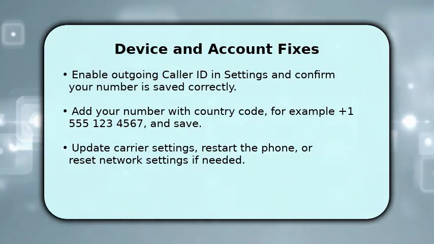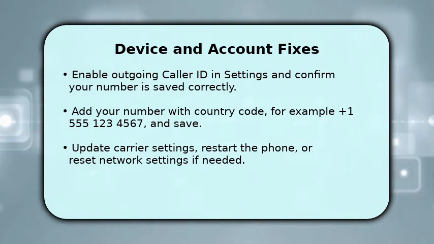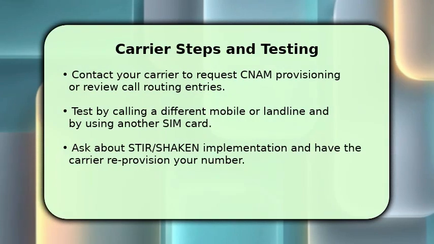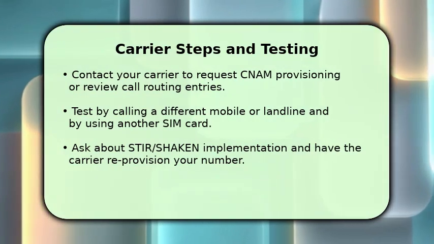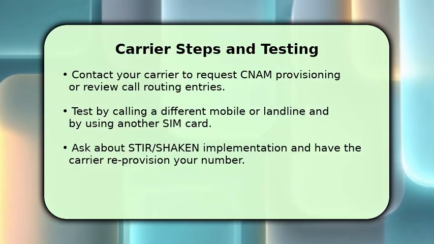Update carrier settings and firmware on the device, then restart the phone to apply changes. If device fixes fail, escalate the issue to your mobile carrier for troubleshooting. Ask the carrier to check CNAM provisioning and outbound call routing for your account.